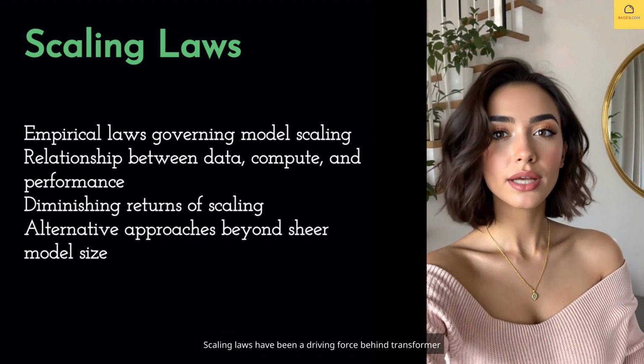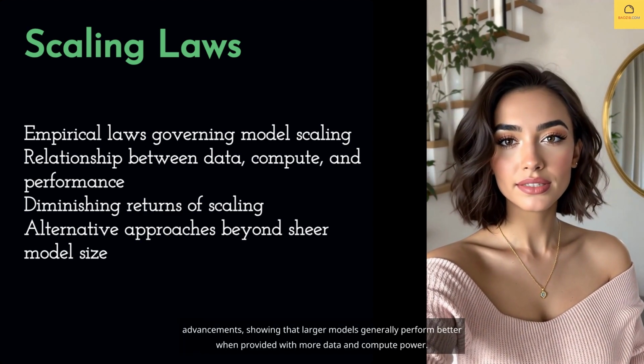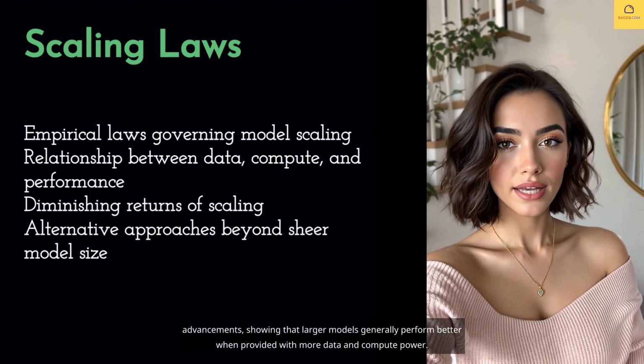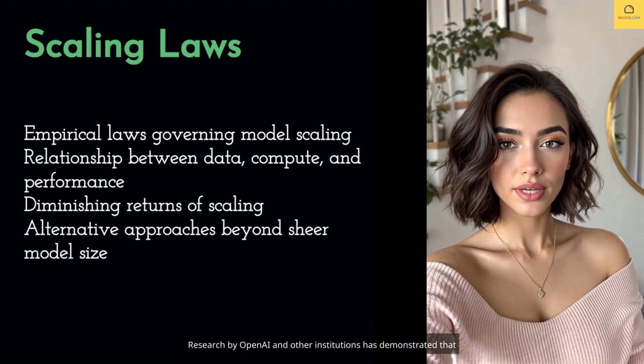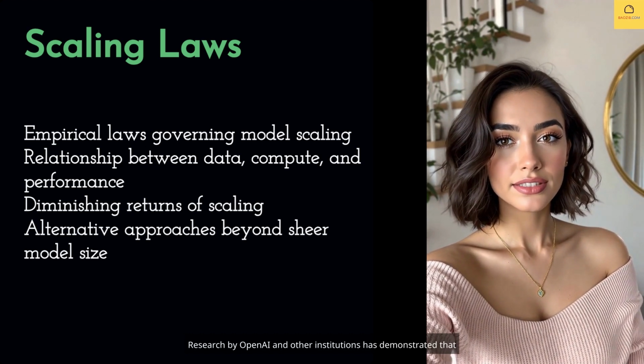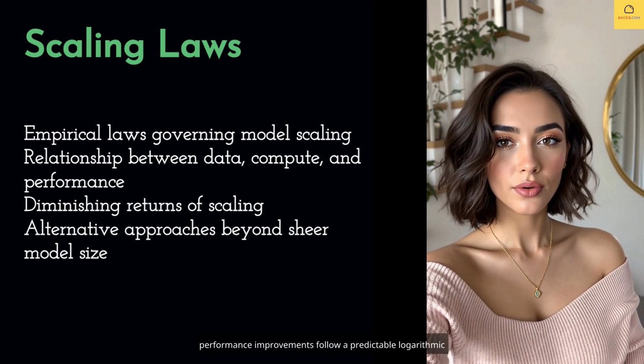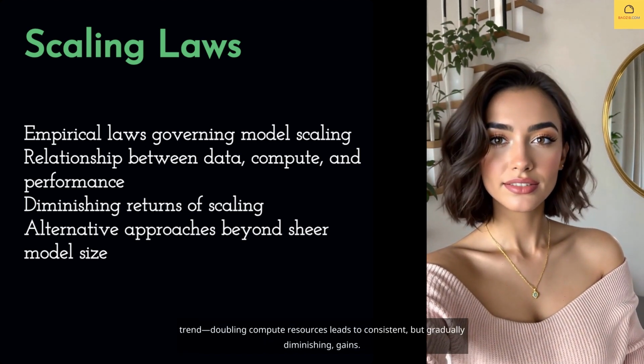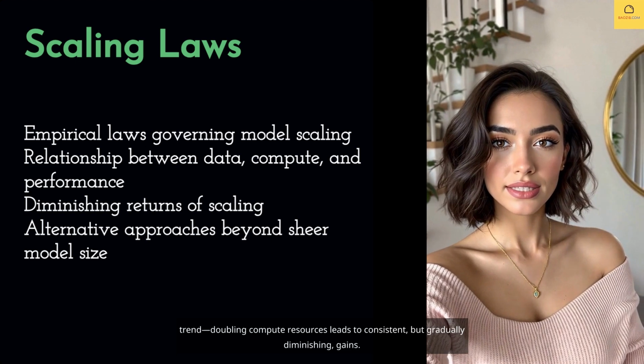Scaling laws have been a driving force behind transformer advancements, showing that larger models generally perform better when provided with more data and compute power. Research by OpenAI and other institutions has demonstrated that performance improvements follow a predictable logarithmic trend. Doubling compute resources leads to consistent, but gradually diminishing, gains.